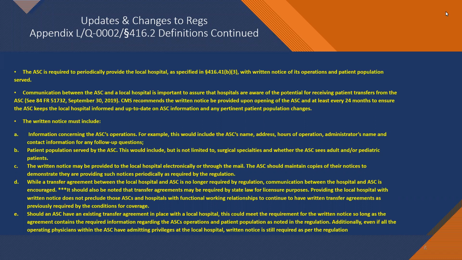Should an ASC have an existing transfer agreement in place with a local hospital, this could meet the requirement for the written notice as long as the agreement contains the required information about the ASC's operations and patient population as noted in the regulations. Even if all of the operating physicians within the ASC have admitting privileges at the local hospital, a written notice is still required per the regulation every 24 months. Next slide.